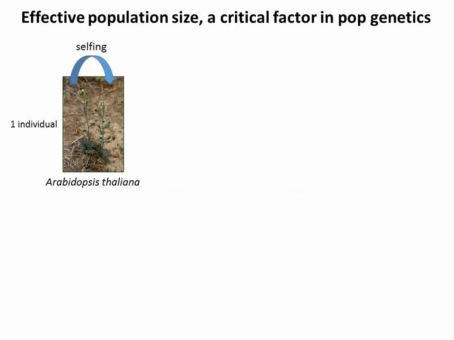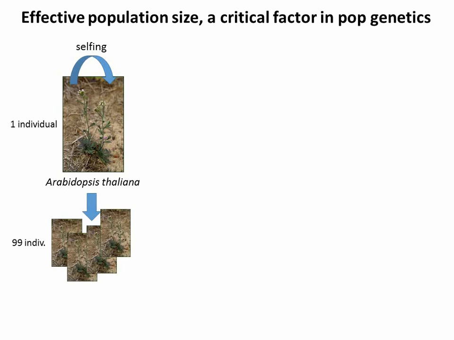So if we go back to this, let's take the case of a selfer. In Arabidopsis thaliana, most of you know it, it's a plant which is able to self, so having sexual reproduction with itself. Imagine that you have one individual here that will self, leading to 99 progeny, for a total population size of 100. My question for you is, what is the effective population size? Just pause the video, think for yourself, and then I will give you the answer, and let's continue.